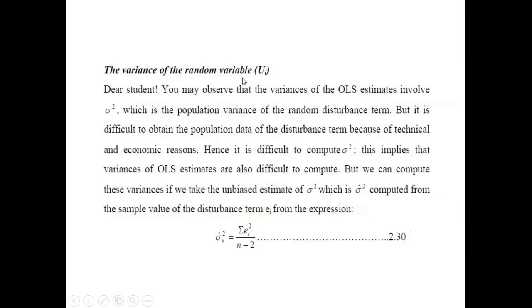So the variance of the random variable ui, you may observe that the variance of the OLS estimator involves the population variance, which is the population variance of the random disturbance term. But it is difficult to obtain the population data of the disturbance term because of technical and economic reasons. Hence, it is difficult to compute the variance of the population. This implies that the variance of the OLS estimators is also difficult to compute, but we can compute the variance if we take the unbiased estimator of the population variance and the expected value of the population variance.